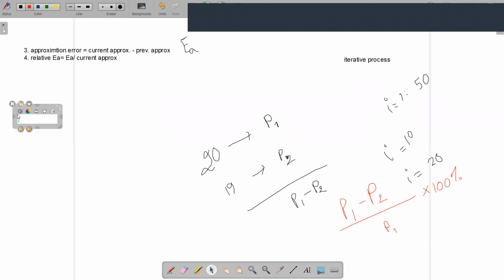There are two other types of error. Number 5 is the round off error.